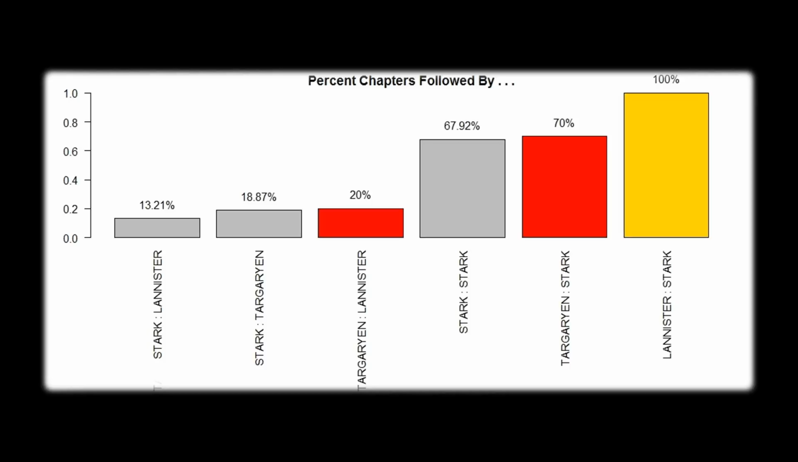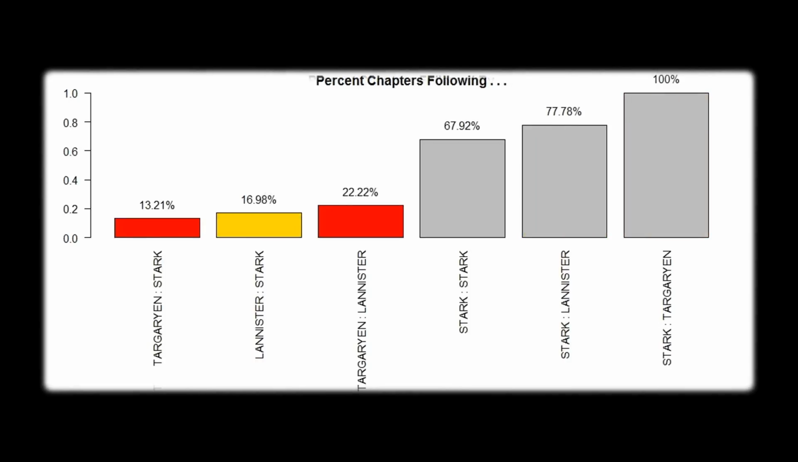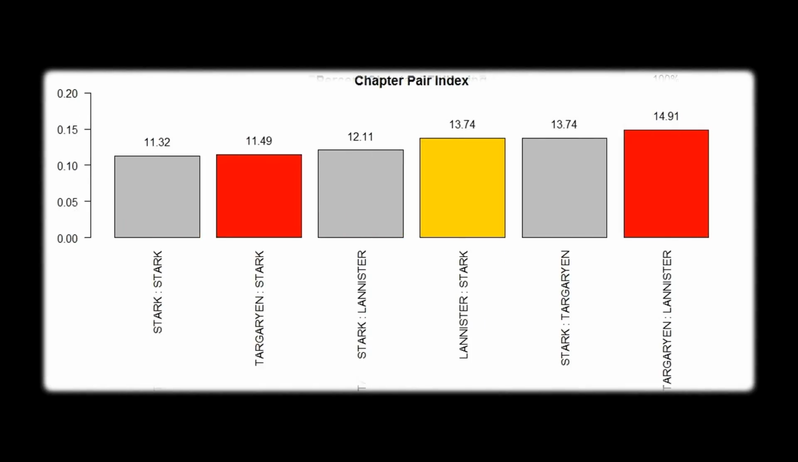The second case yields the inverse, the percentage of chapters associated with a given house which follow chapters from a second house. Thus, 100% of Targaryen chapters follow Stark chapters, but only 13% of Stark chapters follow Targaryen chapters. Combining these two statistics yields a chapter pair index, which represents the frequency of character pairings normalized according to the total family representation. This final comparison shows a balance between the various pairings, indicative of Martin's balanced distribution of narrators and his ability to sustain interest by presenting a variety of storylines throughout the book.